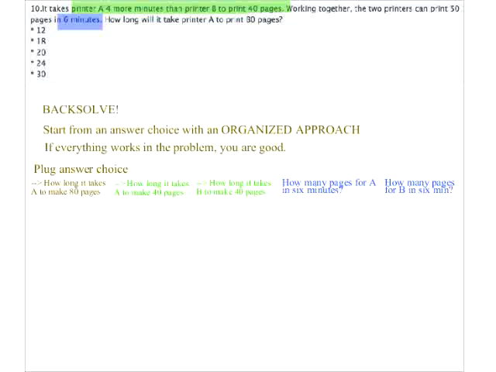Let's start with answer choice C, because C is in the middle. So 20 minutes. If it takes 20 minutes to make 80 pages, how long does it take to make 40 pages? It takes 10. It takes half as long.